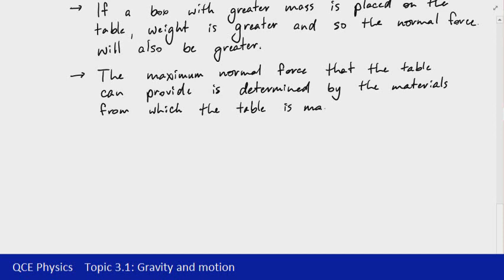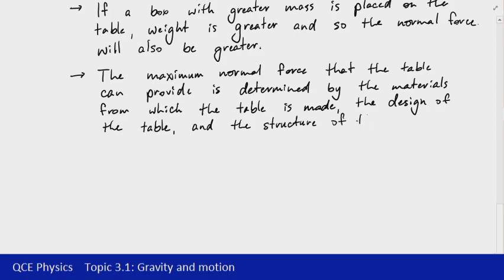A second and third would be the design of the table, so how far apart the legs are, and along with that then is the structure of the table, so what sort of reinforcing there is, those sorts of things. Now if the weight force is greater than that, so if the size of the box that's being placed is greater than the maximum normal force that can be provided, that means that the table is going to break.